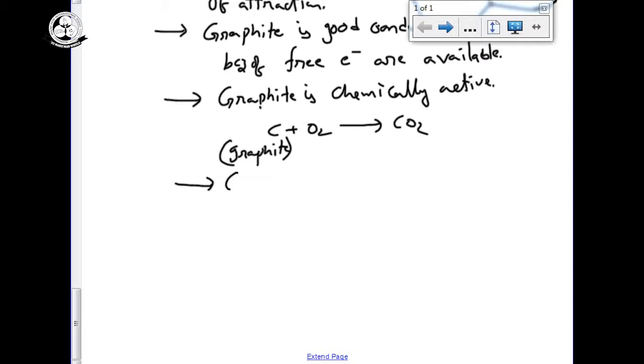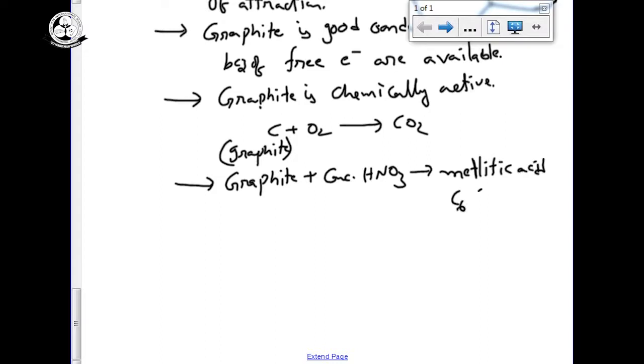Moreover, graphite on reaction with concentrated sulfuric acid and concentrated nitric acid can form mellitic acid. The mellitic acid formula is C6(COOH)6. Graphite on reaction with concentrated nitric acid forms mellitic acid.